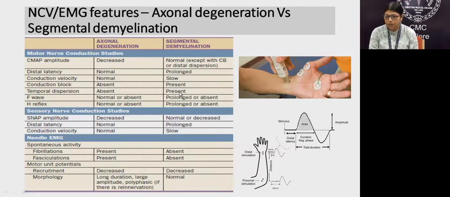Conduction block, temporal dispersion, all this can be seen. It's not important at your level, but these are other things we look for when we're dealing with the demyelinating type of neuropathy. Similarly, in SNAPs, the distal latency and the conduction velocity will be slow in the demyelinating type of neuropathies, whereas it can be normal in the axonal type of neuropathy.